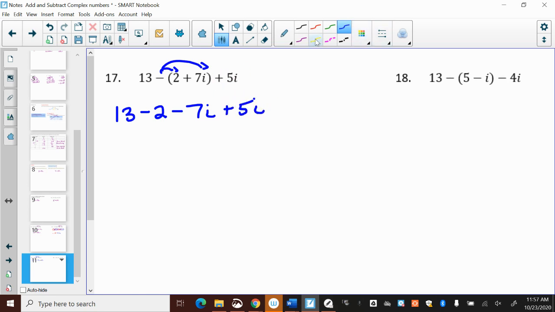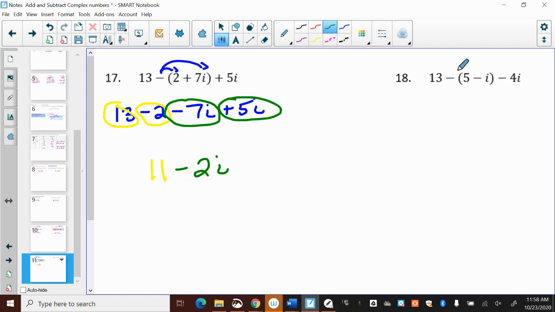Now we want to go ahead and combine up our number part. So we have positive 13 and a negative 2. That's going to leave us with a positive 11. Then we have, for our imaginary parts, negative 7i, positive 5i. Those guys are going to combine up. We have more negatives, so it's going to be minus 2i.